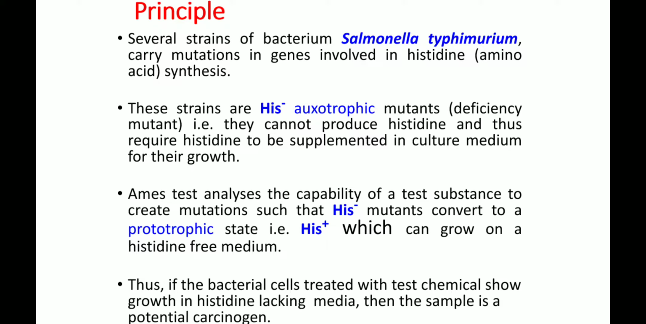These strains are histidine negative auxotrophic mutants. We know that auxotrophs are those organisms which are not capable of making a particular chemical, and they depend upon an external source of that chemical to survive or to grow. So these strains are histidine negative auxotrophic mutants, or deficiency mutants, they cannot produce histidine and thus require histidine to be supplemented in the culture medium for their growth.